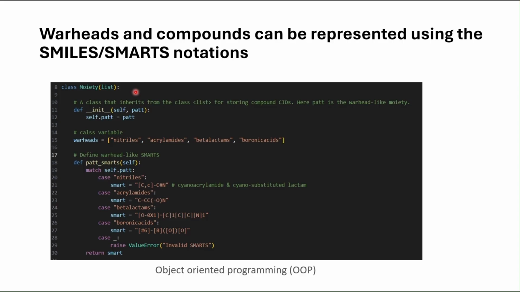One clear advantage of using OOP is versatility. For example, if we want to analyze an in-house compound library that uses more than the 4 default warheads shown here, all we need to do is add the new warheads to the moiety class. With that, all functions automatically become available to the new warhead. In other words, this program is expandable and can be used to analyze specialized compound libraries.